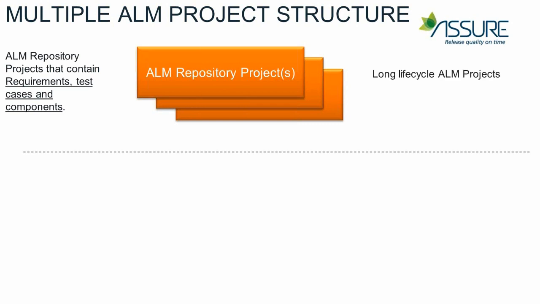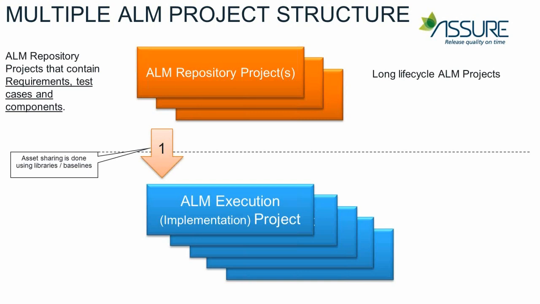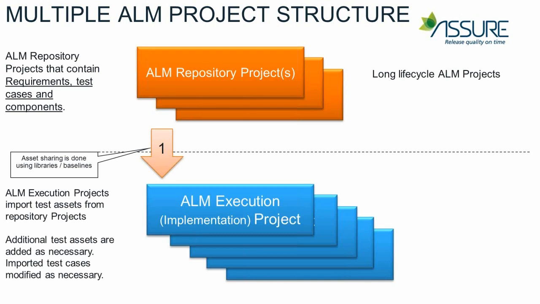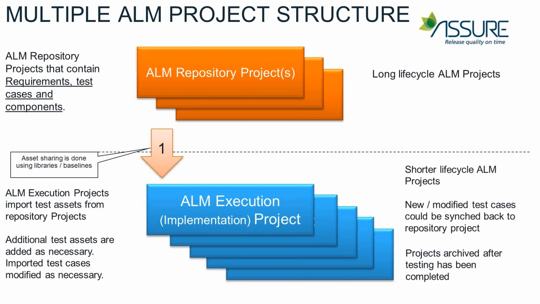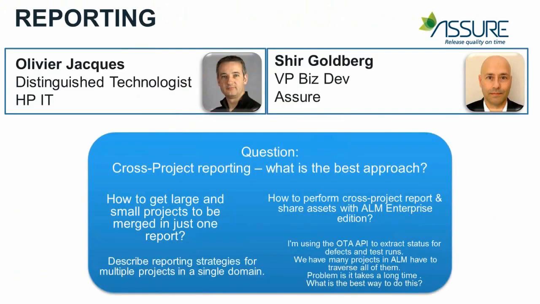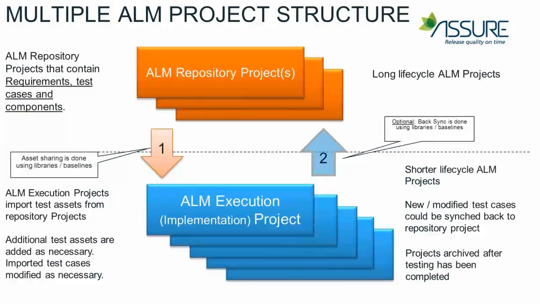Now, these are normally long life cycle ALM projects, and what we do is we share the assets to ALM execution projects. I'm not going to repeat what Olivier said, but essentially you share what you want, and you have baselines, which are actually snapshots in time. Another nice thing is you can share it back, and if you make changes, you can update it back to the repository project. It's a bit tricky. You need to play around with it a bit to see how it works, but it is definitely possible.